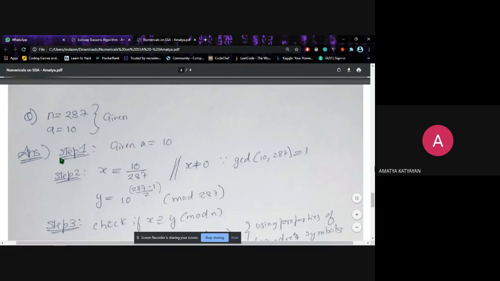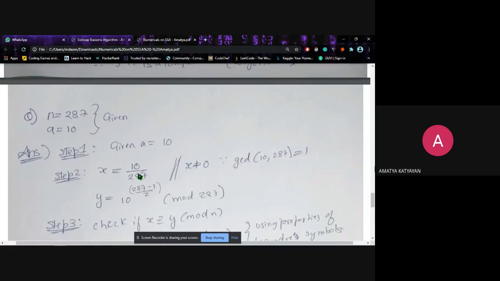So step 1, given a is 10. Step 2, what you do is write it as a upon n. These steps remain the same. We'll proceed a bit faster now. Since x is given as a upon n, x is equal to 10 upon 287, where the value of a is 10 and the value of n is 287.